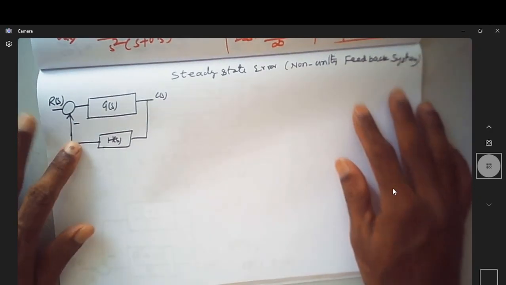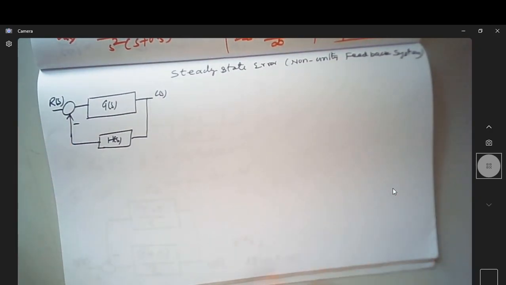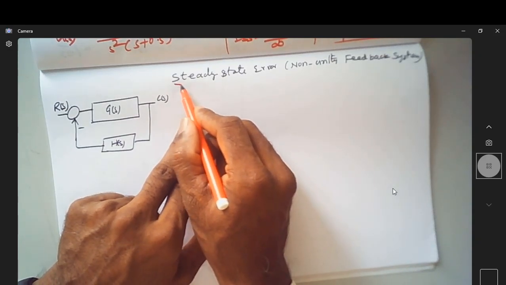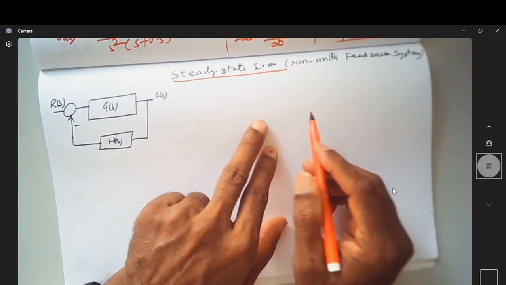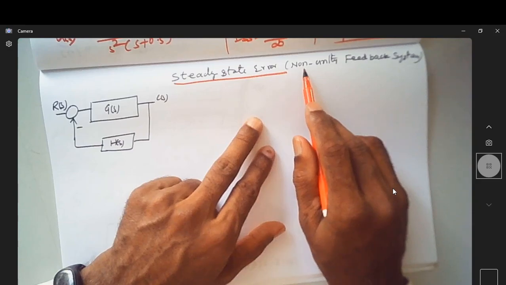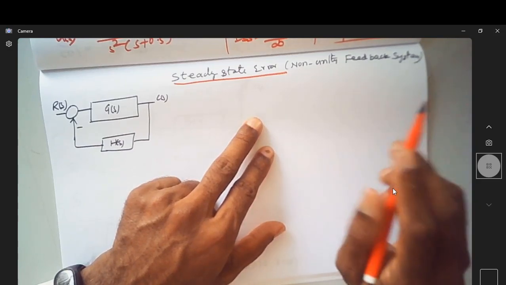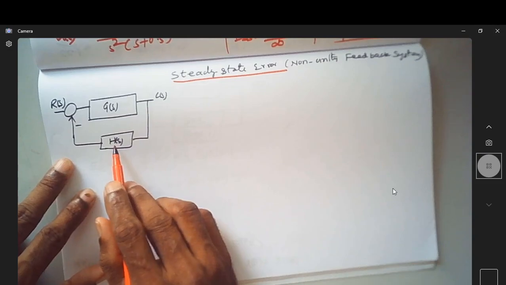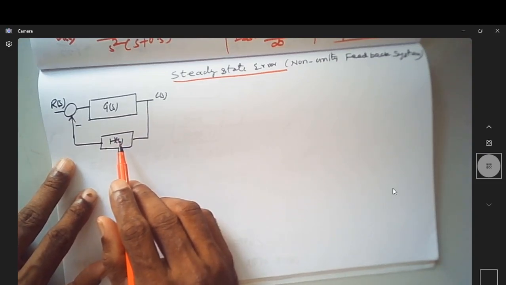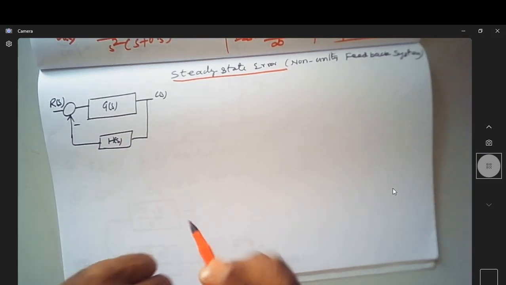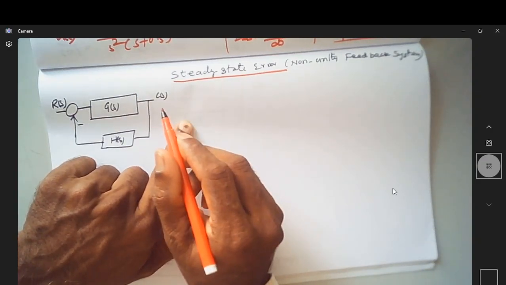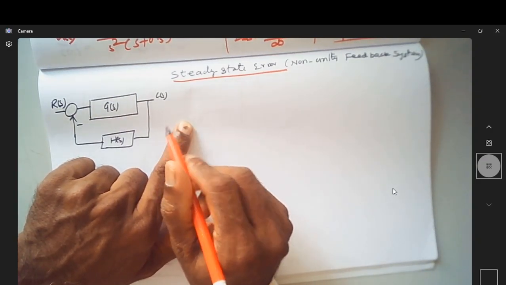Okay, let us continue with problems on steady state error. So now we will see what is the steady state error of a system where it's a non-unity feedback system. In the feedback path, we don't have H(s) as 1, so it is a non-unity feedback. In such a case, how do we actually find out the steady state error?